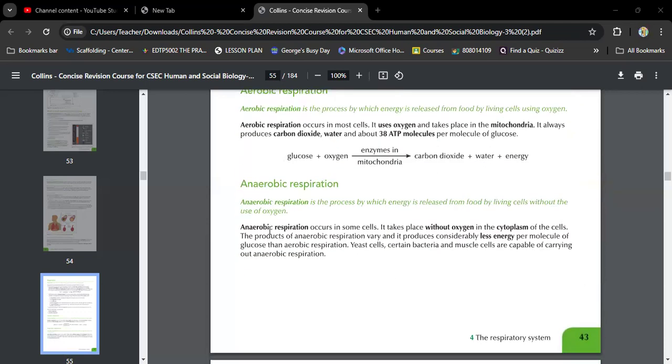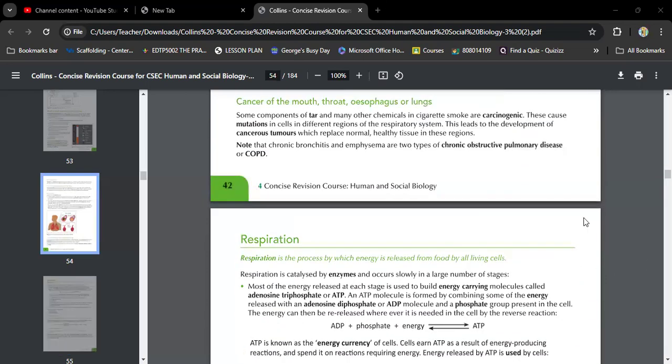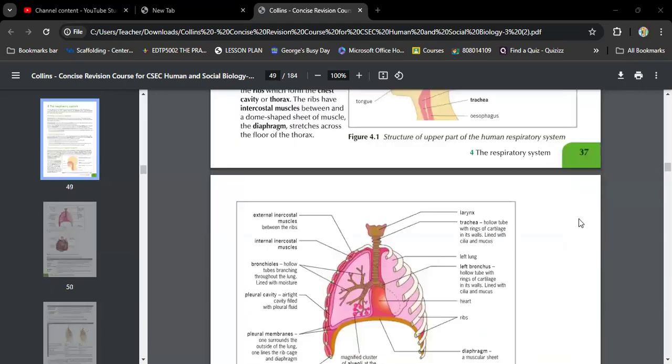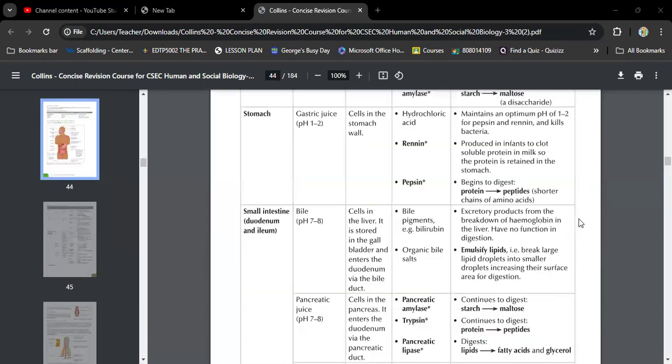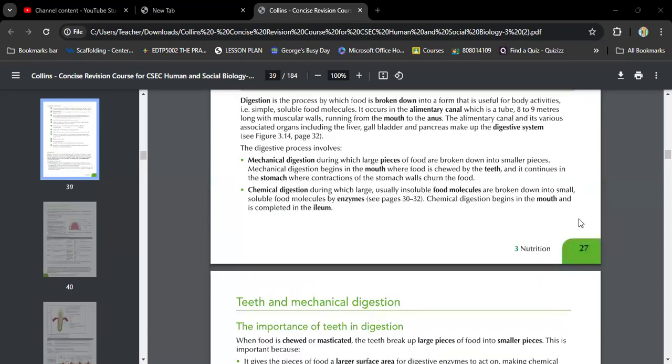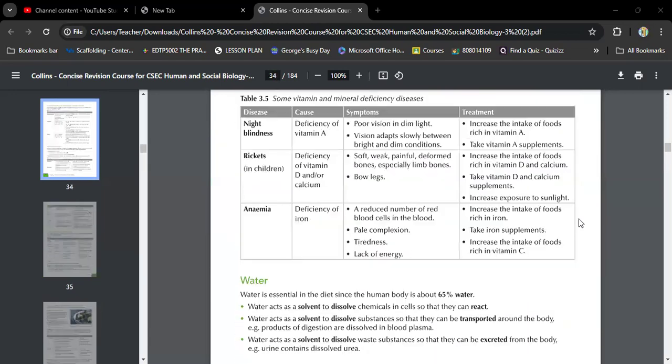Anaerobic respiration, however, is the process by which energy is released from food by living cells without the use of oxygen. Anaerobic respiration occurs in some cells. It takes place without oxygen in the cytoplasm of cells. Let's go back to the diagram that we have of the cells so that you can actually see what they are referring to.